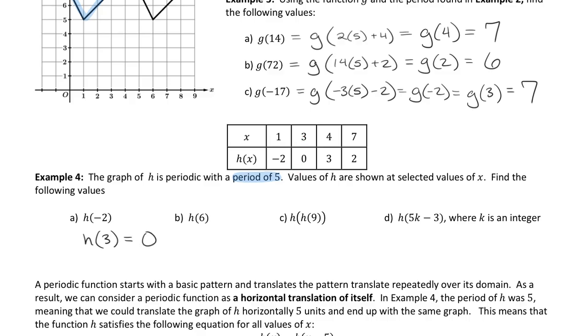Inputs on top, outputs on bottom. You're doing inverse in your head. Okay, let's try this again. H of 6, but unfortunately 6 is not on my table. So I add or subtract the value of the period, which is 5, until I find one that's on the table.